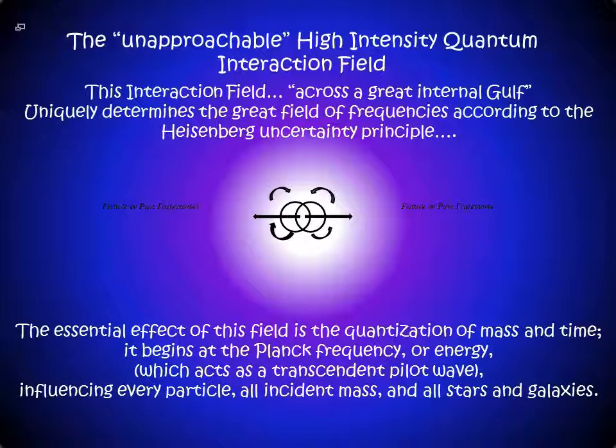So we now have an unapproachable quantum interaction field, and later on I'll be looking at how many of these inflection points we have and how they serve as points of nucleation for all of space. We have an interaction that determines everything that is. It's transcendent, and yet interacts with everything. It's non-local and affects everything.